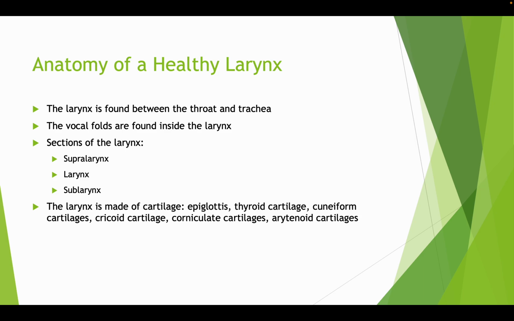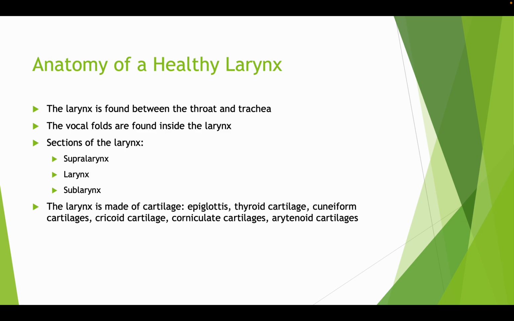Before understanding the anatomy of laryngitis, it is important to comprehend the basic anatomy of a healthy larynx. The larynx is located below the throat and it goes into the trachea. An important feature of the larynx is that the vocal folds, which are essential for speech production, are located within the larynx. There are 3 sections that make up the larynx, which are the supralarynx, larynx, and sublarynx.